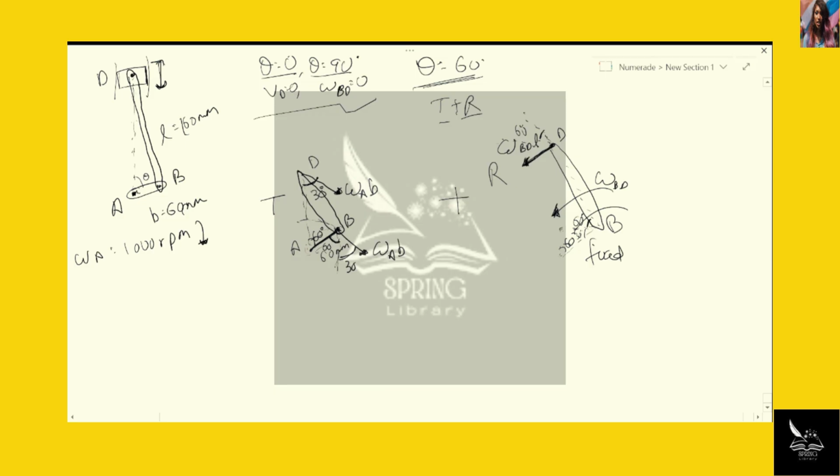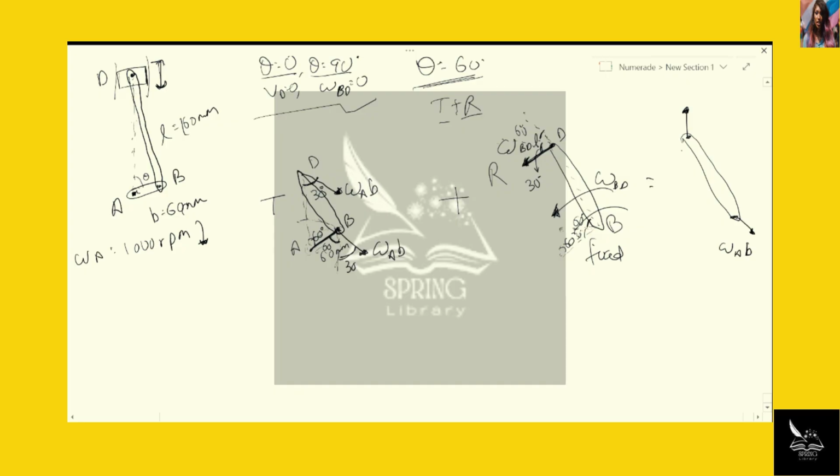Since this is perpendicular to rod B, this angle has to be 30 degrees. Now we know that the net motion at point D has to be along the vertical, and at point B it's just the radial component omega AB because of the motion of the crank.